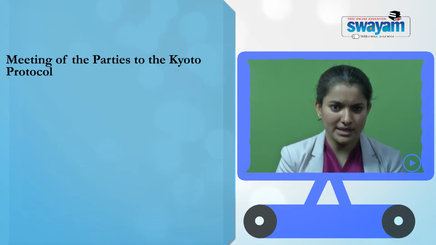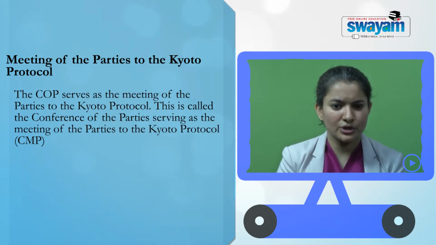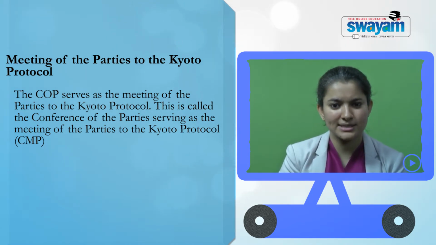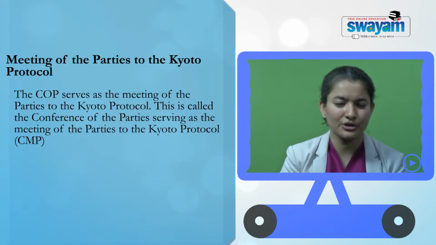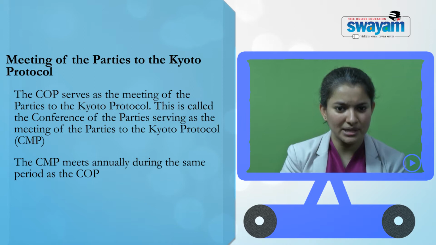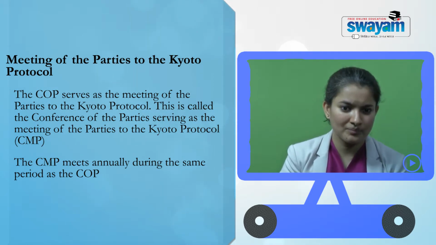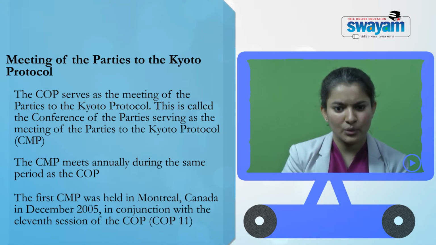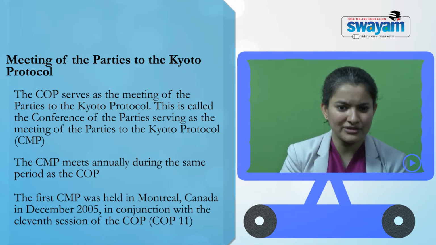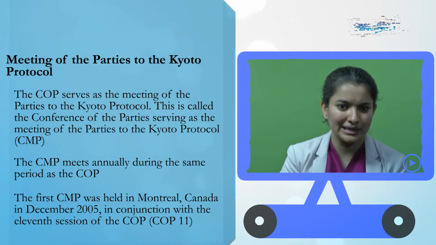The Conference of Parties, or the COP, also serves as the meeting of the parties to the Kyoto Protocol. This is called the Conference of the Parties, serving as the meeting of the parties to the Kyoto Protocol, CMP. The CMP meets annually during the exact same period as the COP, and the first CMP was held in conjunction with the 11th session of the COP in 2005 at Montreal in Canada.